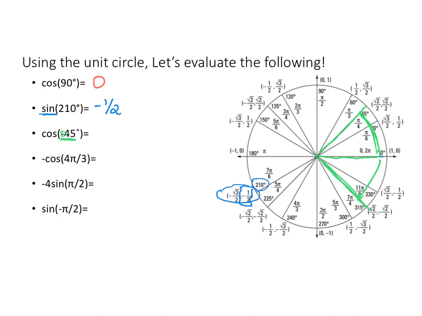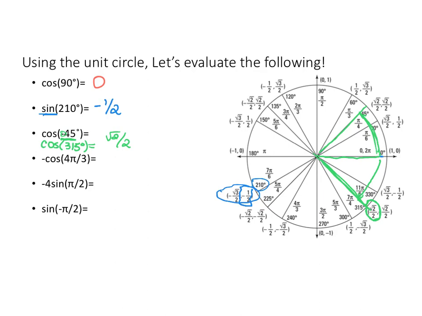So when I say this -45 degrees, this is the same thing as finding cosine of 315 degrees. These are going to have the same exact value. The cosine value is our x coordinate. So I'm going to use that first value. And so the answer to both of these, cosine of -45 degrees, which is the same answer as cosine of 315 degrees, is the square root of 2/2.